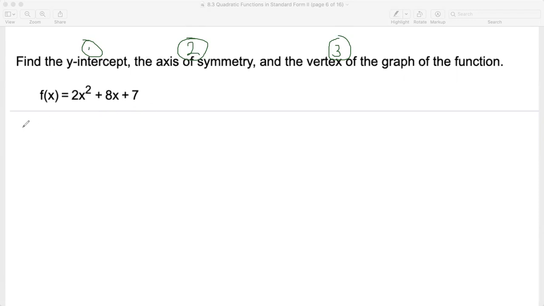So remember, y-intercept is simply, I'm going to call this number 1, it's just your c value. So you know what, let me go ahead and label my A, B, and C. A is 2, B is 8, C is 7. Okay, so for your y-intercept, it's just going to be 0, 7.